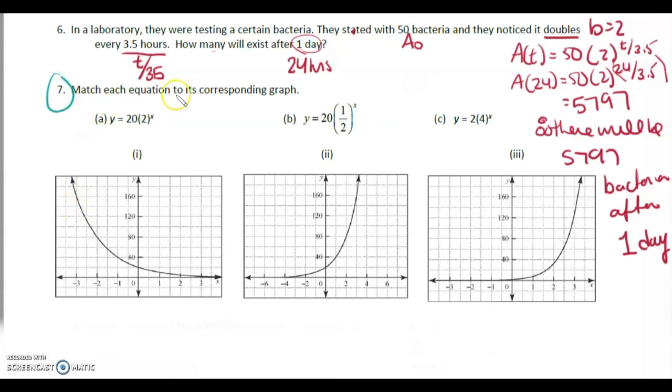Okay, number 7. Match each equation to its corresponding graph. So we have 3 equations, 3 graphs. I'm just taking a look at the equations, and what sticks out to me is that this is the only equation where we have a base that is between 0 and 1, which means that this one's going to be decreasing. When looking at our graphs, there's only one decreasing graph, so number 1 matches up with B.